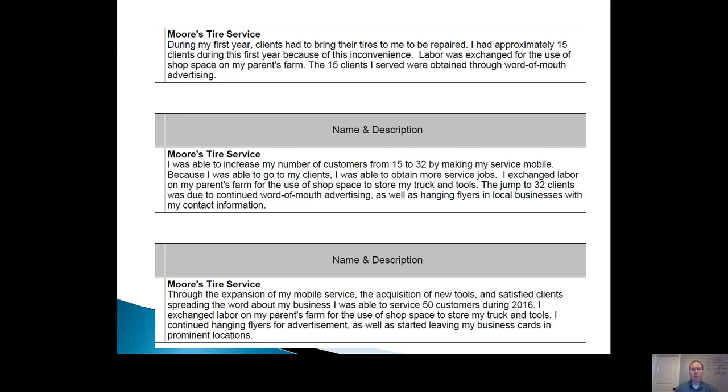So again, for an entrepreneurship form, those are the kind of things that we're looking at, that we're concerned with. But this page, the summary page, sort of tells us what we should be seeing anywhere else in the rest of the form.